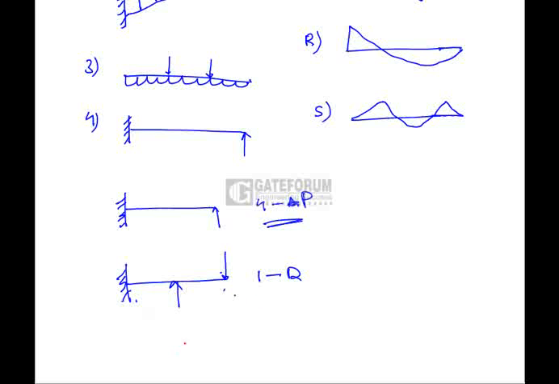And coming to the second diagram, a cantilever beam is carrying a UVL as well as a point load at the free end. Due to the UVL the bending moment varies parabolically across the beam, and at the end of the beam there is a point load, and the maximum bending moment occurs at the fixed end. So in the given diagram R is the right option for the second one.